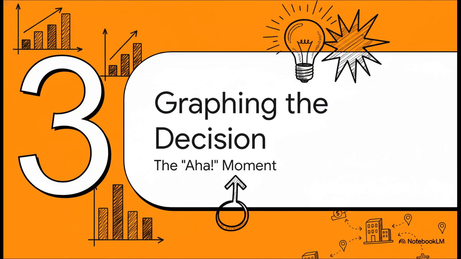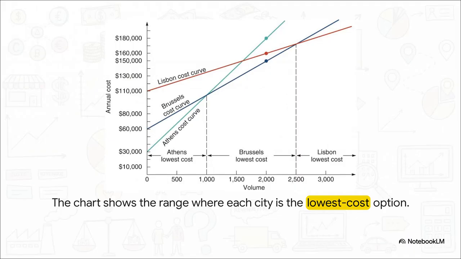Look, doing the math is powerful, for sure. But seeing it all laid out visually, that's when you get that aha moment of just complete clarity. This is where we turn all that data into a real decision. And here it is. This one chart makes the entire decision framework obvious.